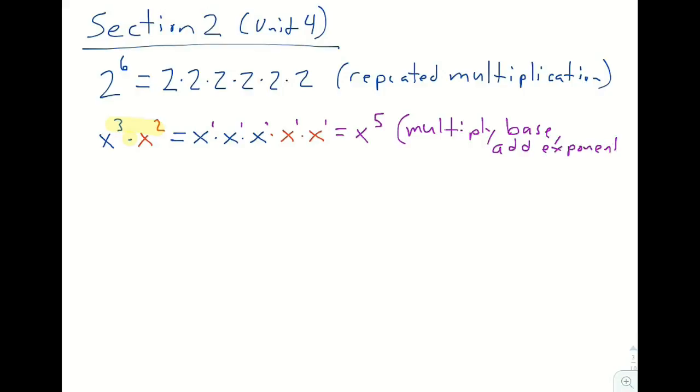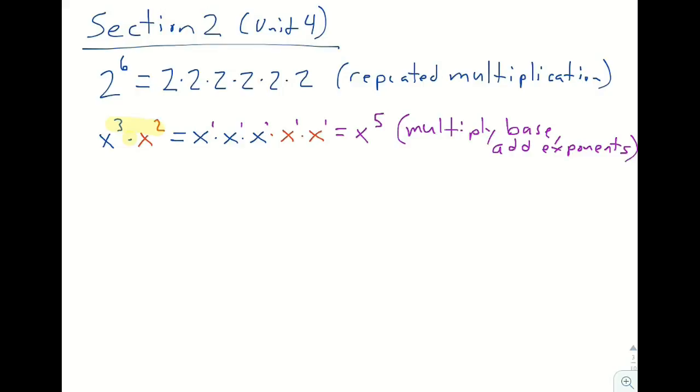If shortcuts are not your thing, you can write it out like this every single time and it will also work for you. So you do not need to take a shortcut. You can just write it out, x times x times x times x times x, and then see all 5 of them and count it up. So that is always an option.